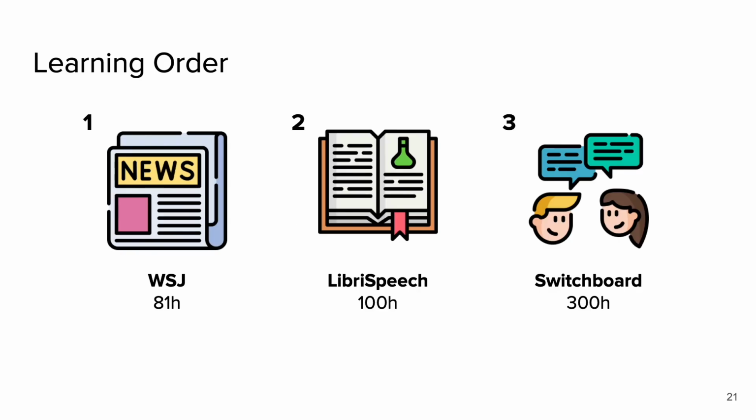In the last section, I will show the results of our experiments and the information they brought. In our experiments, the CTC ASR models were trained with Wall Street Journal, Liberty Speech, and Switchboard sequentially. In this order, the learning difficulty increases gradually.